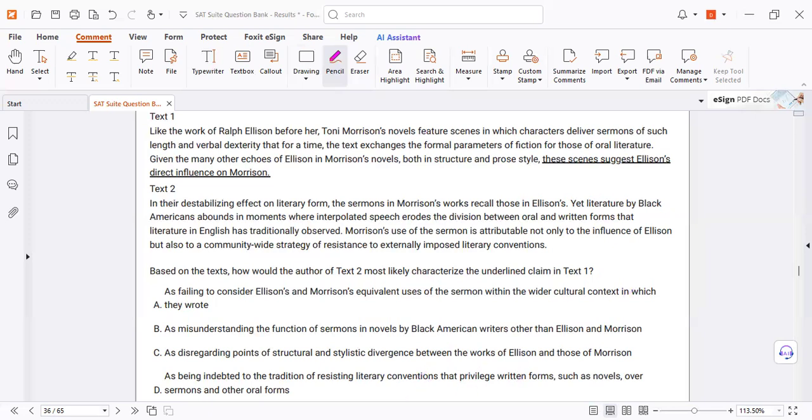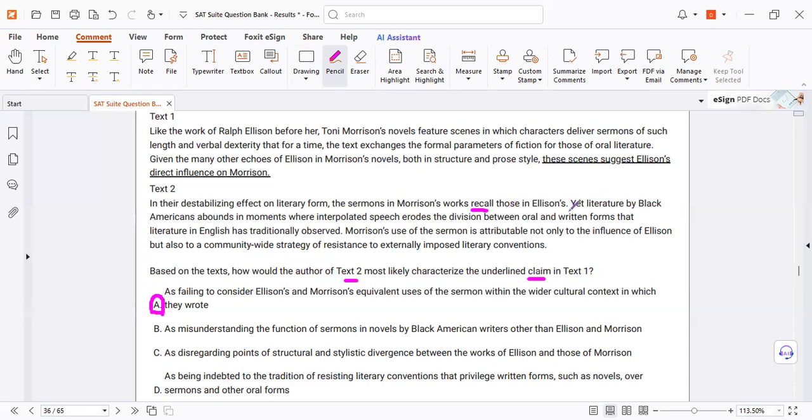The answer is D. You think it's D, but no, my friend. It's letter A. Why? Let's know why. He said to characterize and underline the claim. What is the claim? He said these scenes suggest Allison's direct influence on Morrison. In text number 2, he tries to mention that in their destabilizing effect on literary form, sermons in Morrison's works recall those in Allison's. Recall, just like to repeat something, to remember, to remind us.